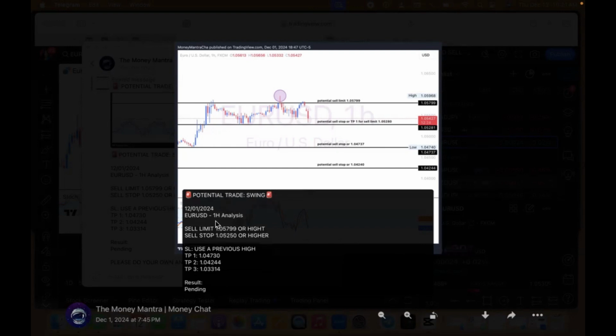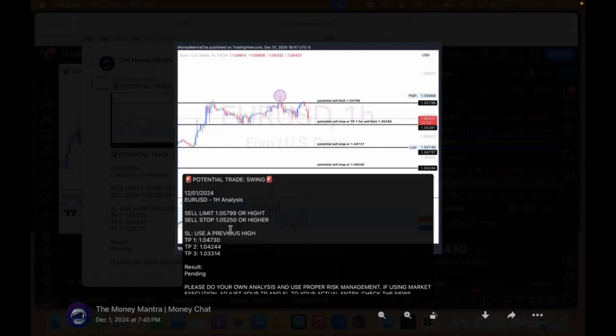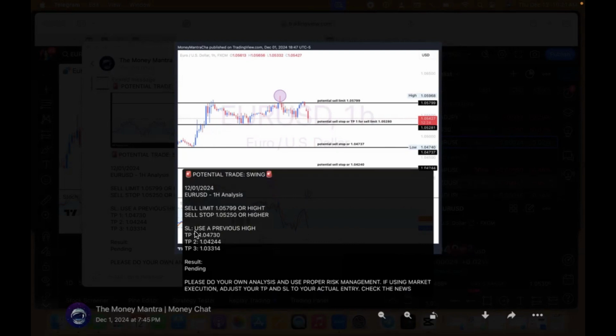It was posted on December 1st. It was taken on the hour time frame, and I recommended a sell limit at 1.05799 or higher. There's a typo here, or a sell stop at 1.05250. I also suggested that they use a previous high as a stop loss, and then I gave them a few different areas to target for their TP.